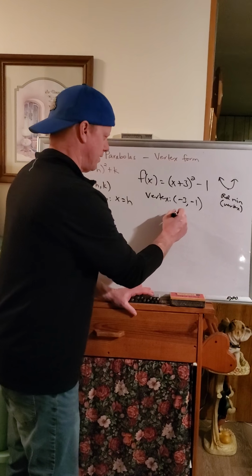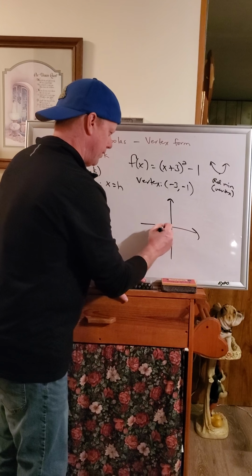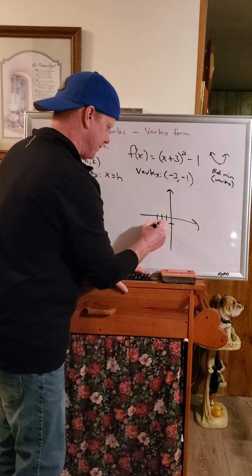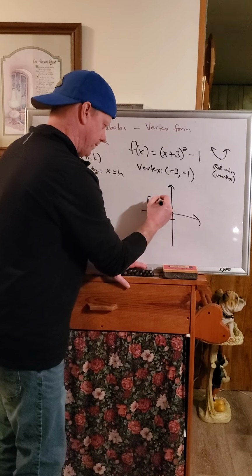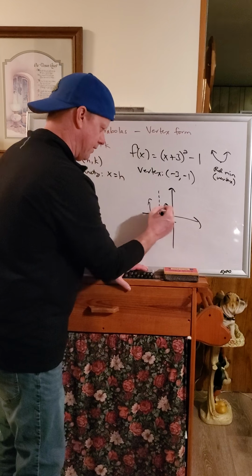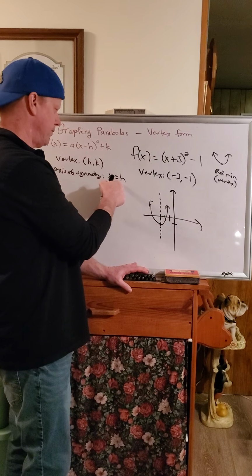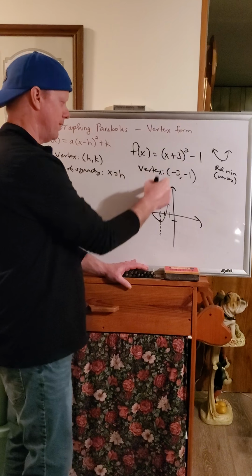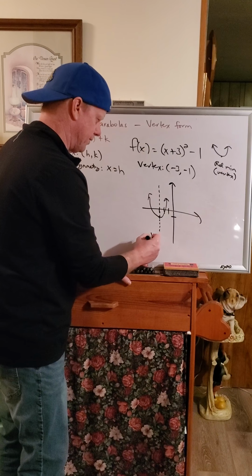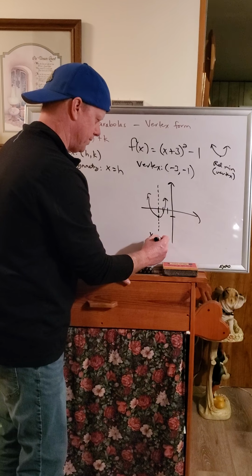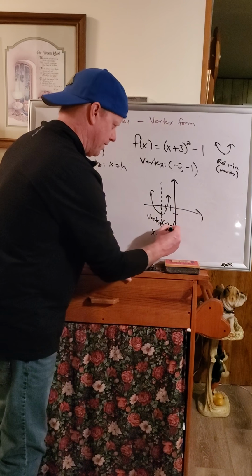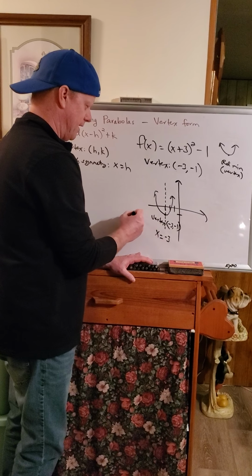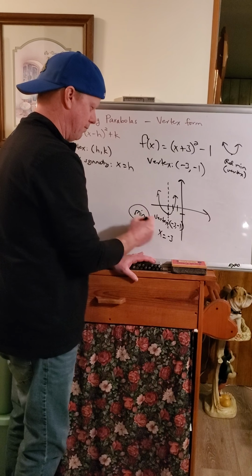So to do a quick sketch on this guy, -3, -1 is 3 to the left, 1 down. That's where my vertex is at. I know it opens up. And then I know my axis of symmetry runs right through my vertex, and whatever that number is, that's going to be the exact same number. So my line of symmetry is x equals -3. And the vertex is at -3, -1. And as I said, that vertex is going to be a minimum.